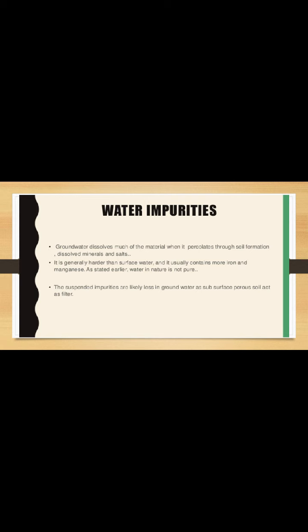Groundwater dissolves much of the minerals and salts when it percolates through the soil formation. So it is generally harder than surface water and usually contains more iron and manganese. Generally, water in nature is not in pure form, but the suspended impurities are likely less in groundwater as subsurface porous soil acts as a filter. Suspended impurities are less in groundwater as compared to surface waters.